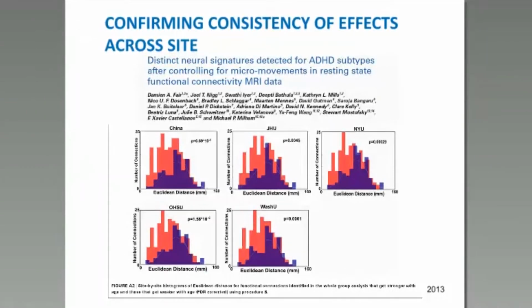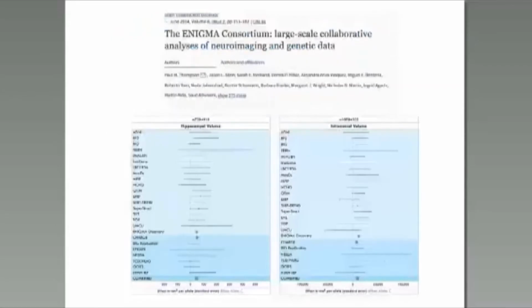Here's an example of using the ADC 200, going back to Damian Fair's paper. Here, when an effect was observed in one site or across the whole sample, one could go into the individual sites and say, how consistent is it? So here's a developmental effect that was repeated across a number of independent sites. Again, now increasing the credibility of findings.